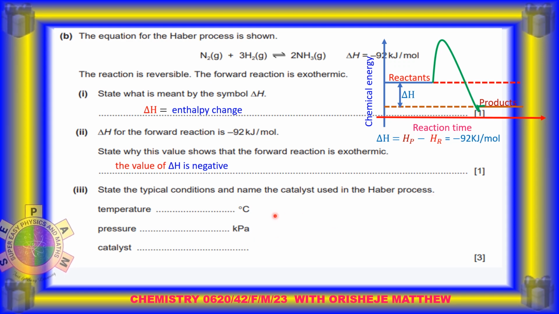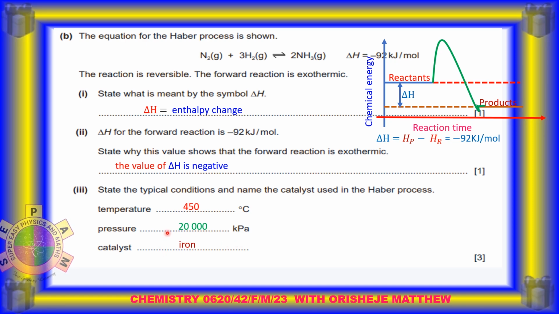So I've already mentioned that. The temperature is 450 degrees. Then the pressure is about 20,000 kilopascal or 200 atmosphere. Then the catalyst is iron. So that is for Haber process.